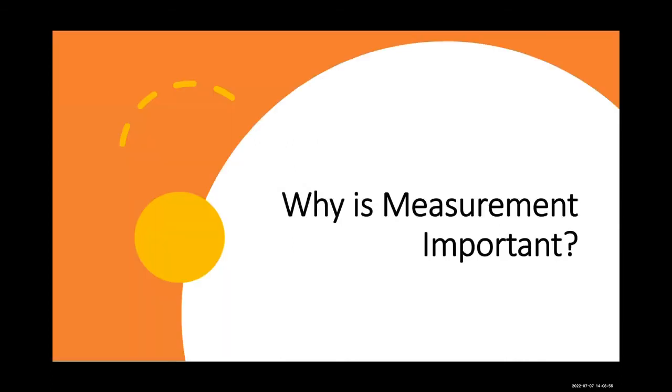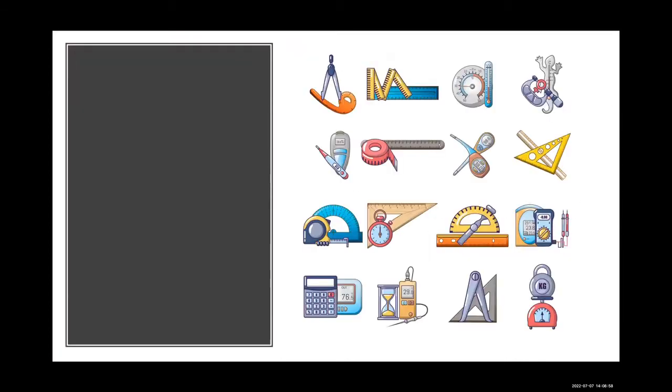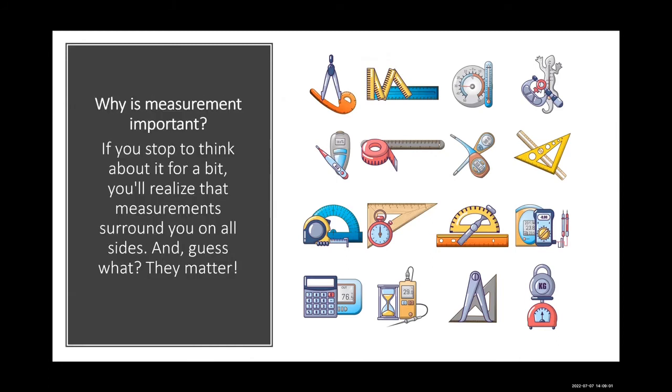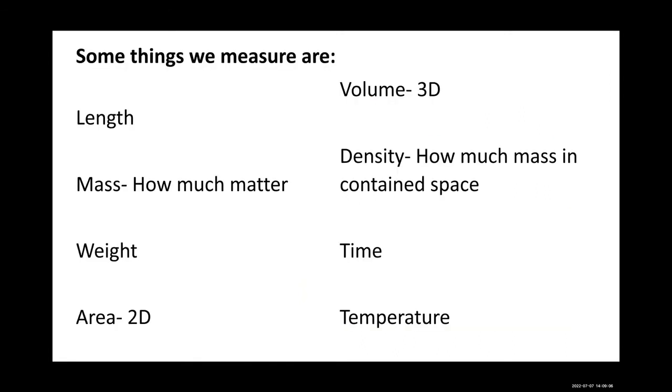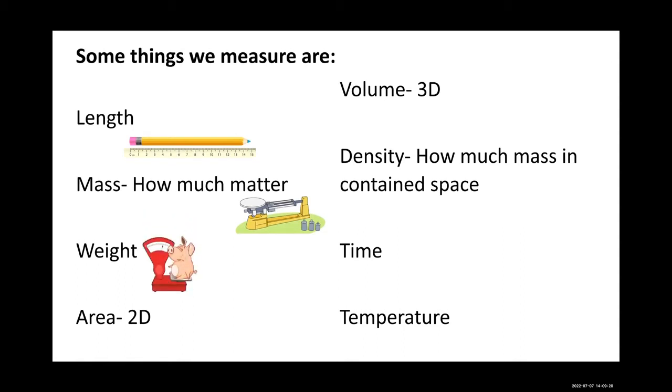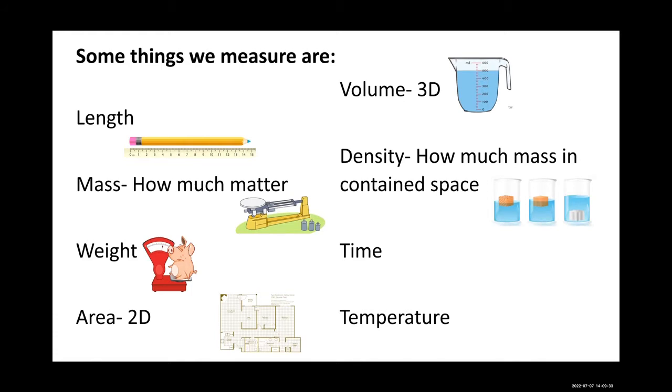So why is measurement important? Now let's talk about measurement for a bit. Well, think about it here. There are a lot of measurements that surround you on all sides, and guess what? They matter. So in science, we are going to measure lots of things, including length, mass, which is how much matter something has. We'll talk about matter a lot this year. Weight, which is basically gravity's effect on that mass. Area, which is 2 dimensions, like the surface of a floor. Volume, which is 3 dimensions, like a liquid volume, for example. Density, which is how much mass is contained in a particular given space.